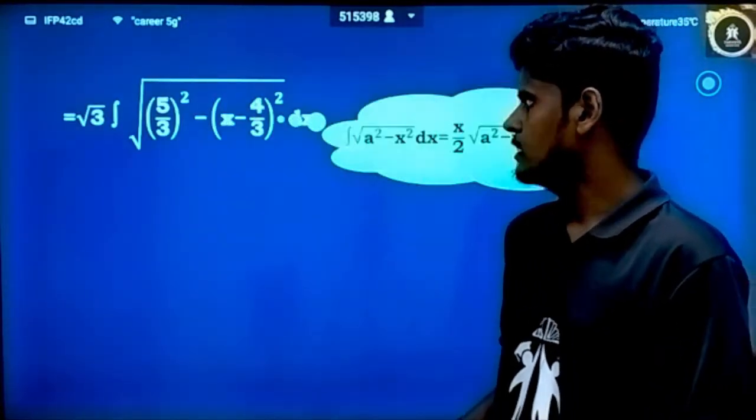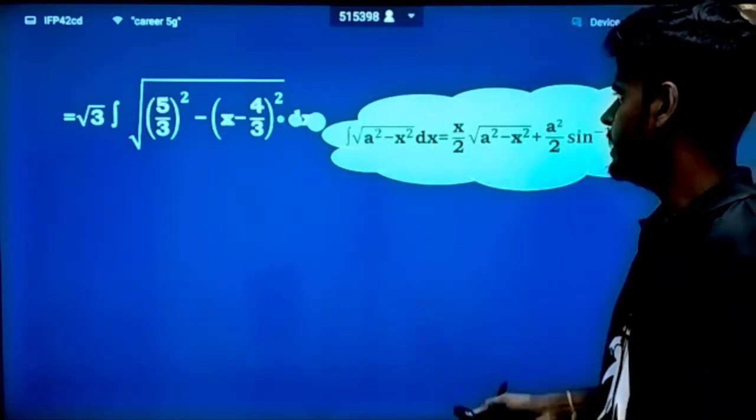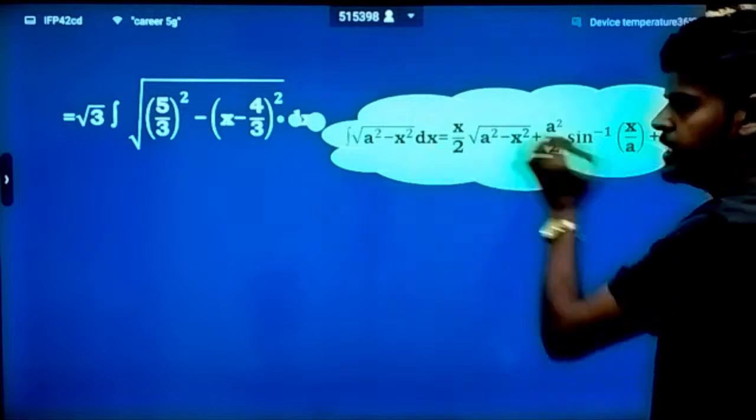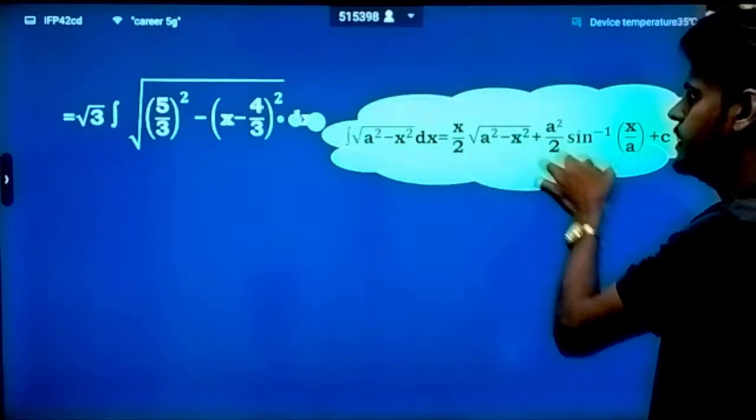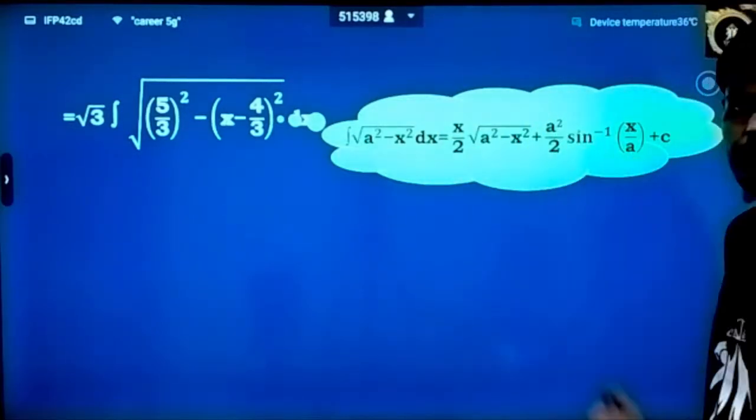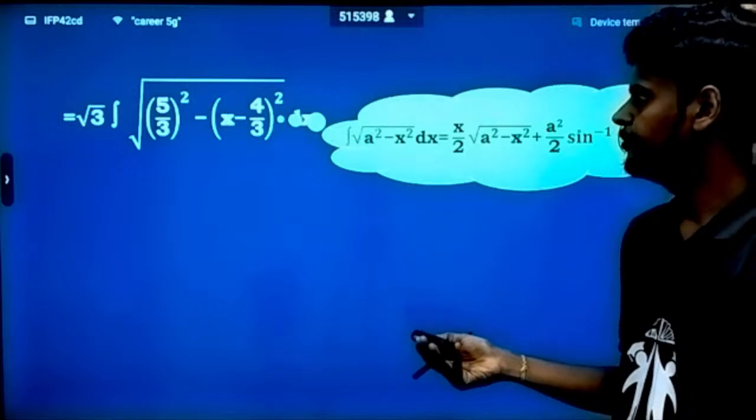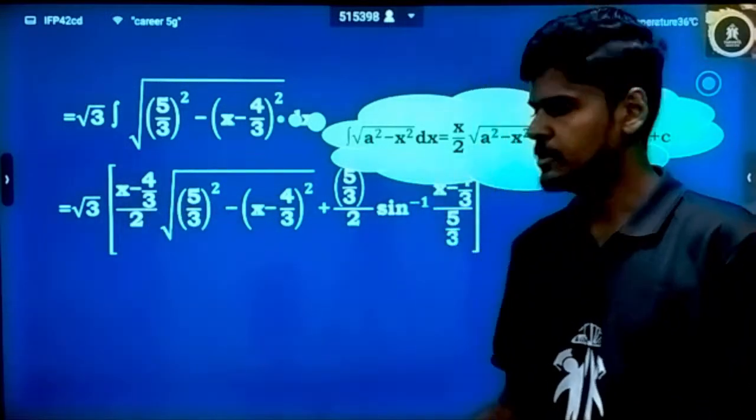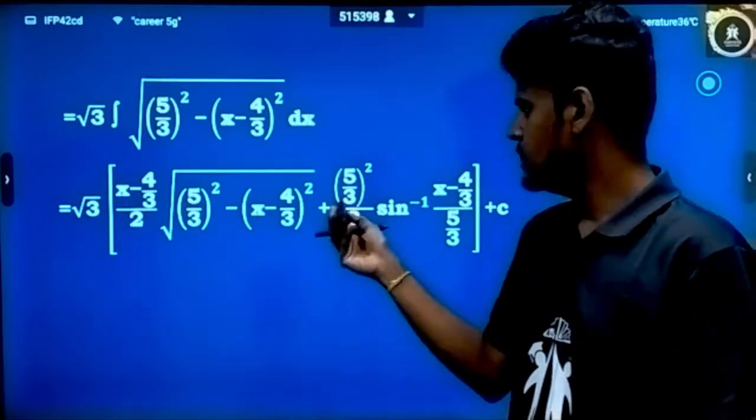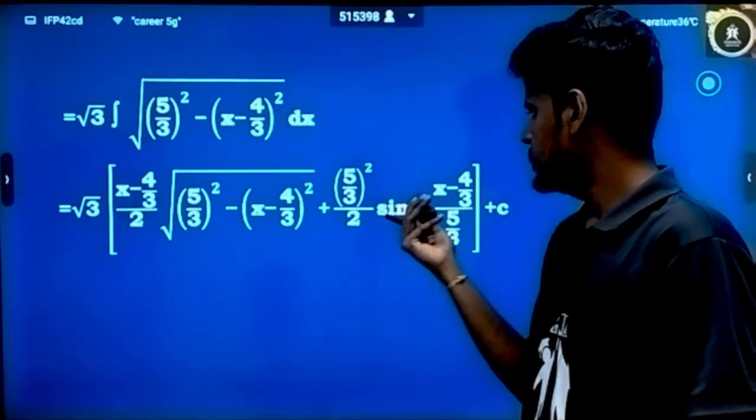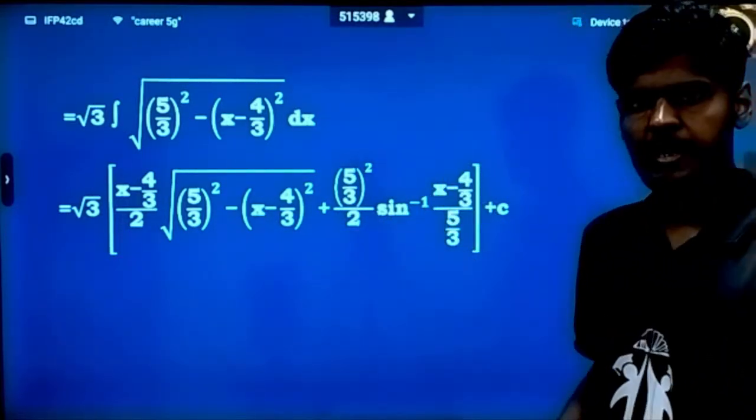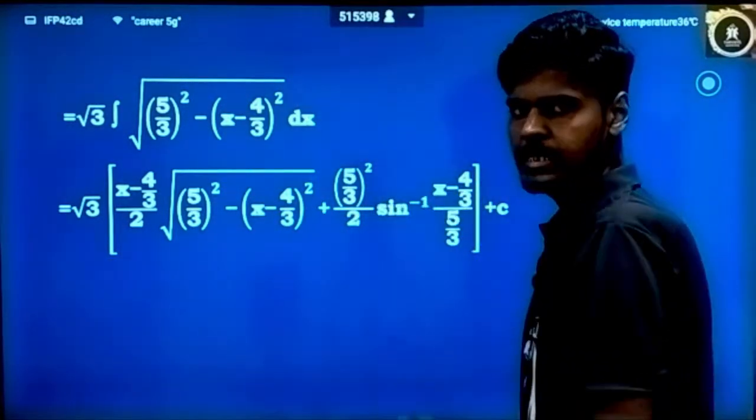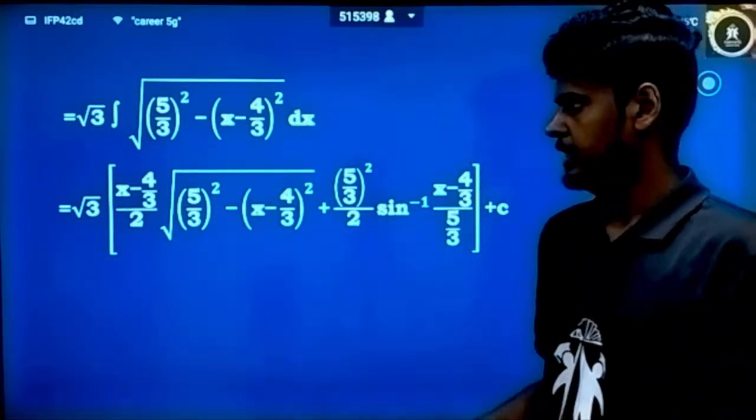Now use the formula. This is of the form a² − x². Answer is x/2, where x is this part, so write that part as it is, x/2 square root of, plus a²/2 sin⁻¹(x/a). So the answer will be (x − 4/3)/2 square root of, write it as it is, plus a²/2 sin⁻¹ of x/a. In place of x, whatever is there, this is a linear term, so we can write it as it is, divided by a. That is it.